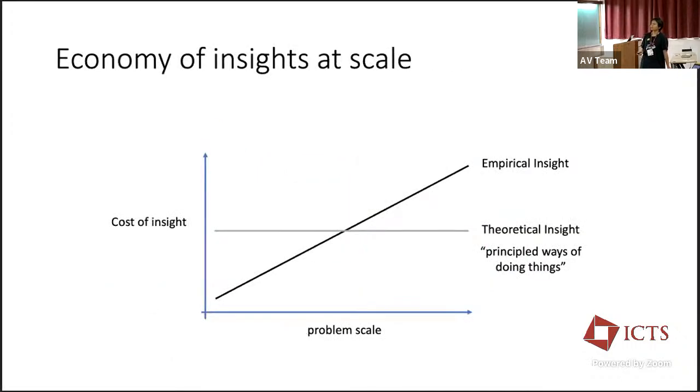So that brings us to this cartoon. I think this is taking a further step back. I think about the role of theory in some kind of cartoon like this. In this cartoon, you have problem scale on the x-axis and the cost of insight on the y-axis. Empirical insight needs experiments, so as the problem gets larger, each experiment costs more. So the cost of insight goes up linearly in terms of problem scale.